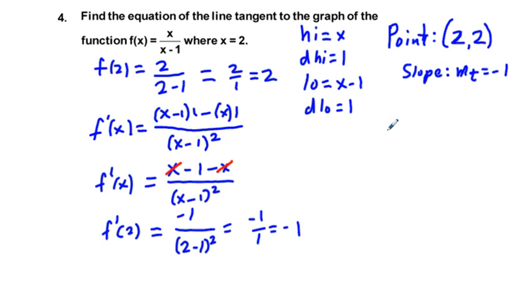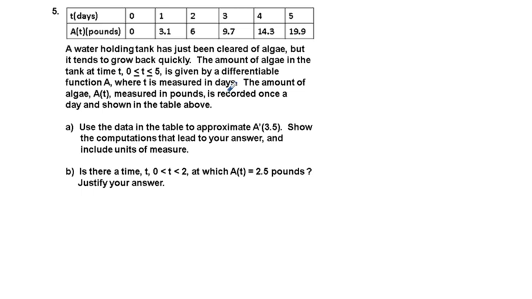So our equation is going to be y minus y1, which is 2, equals m, which is negative 1, times x minus x1. So that's going to be our answer right there, slope of negative 1.